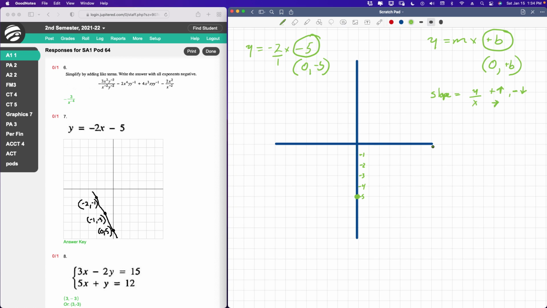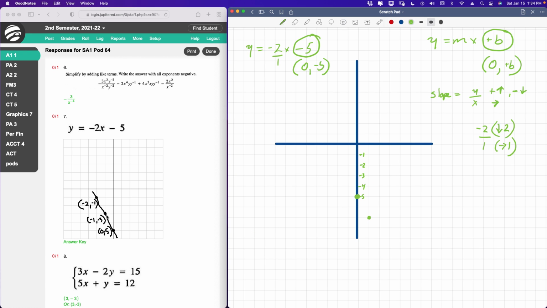All right, so we look at our slope, and our slope is -2 over 1. So -2 means we're going to go down 2 spaces. That's what that means. It means down 2. Because it's over 1, we're going to go to the right 1 space, because the x is always to the right. So we're going to go 1, 2, 1. That's 1 space. All right.